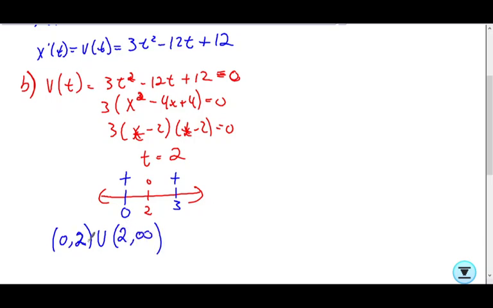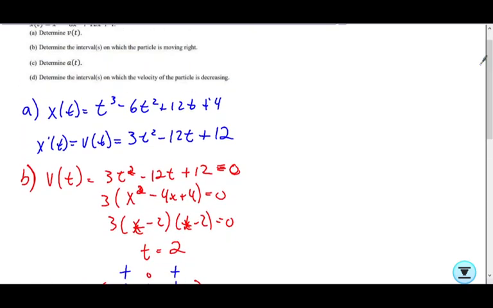Now, why did I not include 2? Because we're talking about movement. When time is 2, I have zero movement. I'm not moving to the left or to the right. I'm not moving at all. My velocity is 0. So you can't include that in your moving to the right. Okay? So be careful.